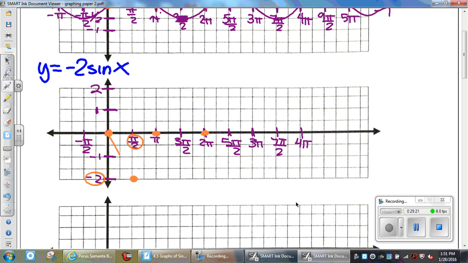So our graph will look like this. And then it's going to go up to the maximum point that happens at 3 pi over 2, and the maximum is +2. And you could just kind of follow the pattern.